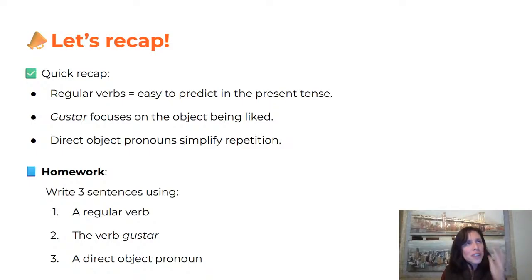And I totally forgot the most important point. I didn't write it down here. Gustar and direct object pronouns are not going to be in the same sentence. You cannot say yo me lo gusta, yo lo me gusta, yo los me gusta. No, no, no, no. Me gustan los libros. Period. Los leo en la mañana.